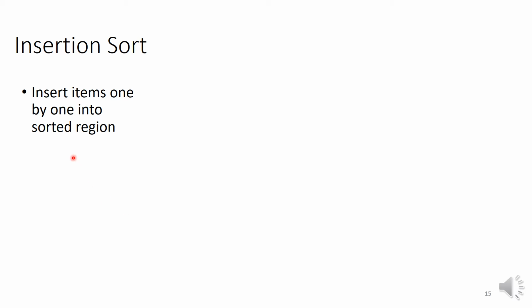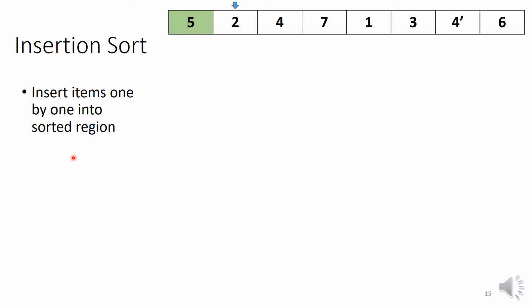Next comes insertion sort, a slightly different sorting algorithm. It works by inserting items one by one into a sorted region of the array. For example, here is an array to be sorted.